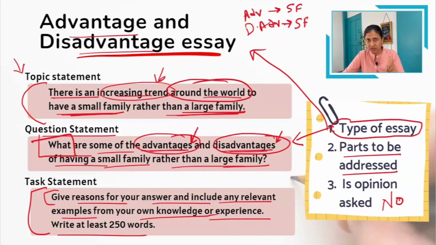Now, many students, what they end up doing is, let's say they start talking about advantages of small family. Okay, great, good. Now, instead of talking about disadvantages of small family, they end up talking about advantages of large family. Now, is it same? Well, you may argue that disadvantages of small family are in a way advantages of large family. You may argue that.